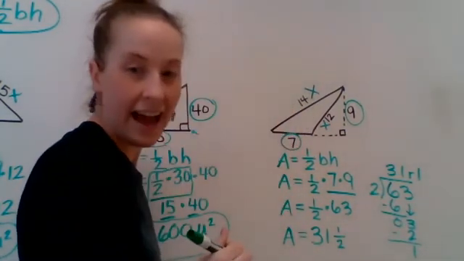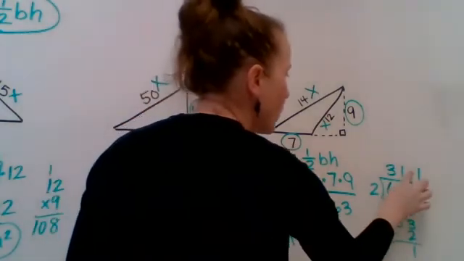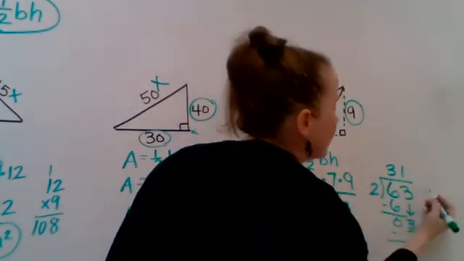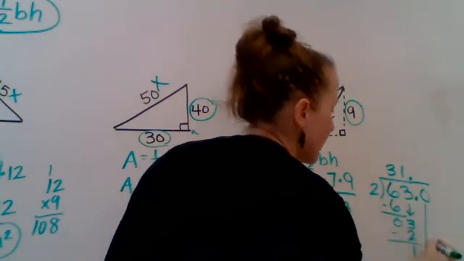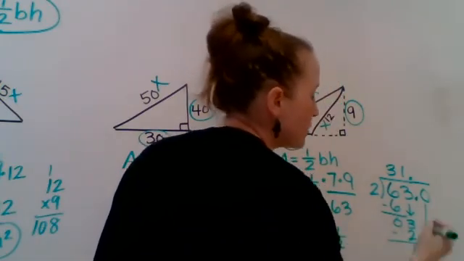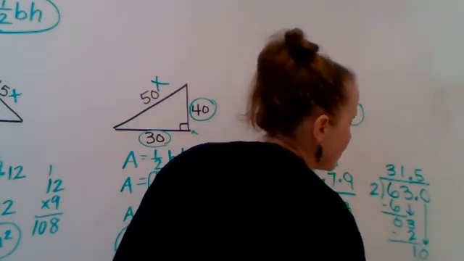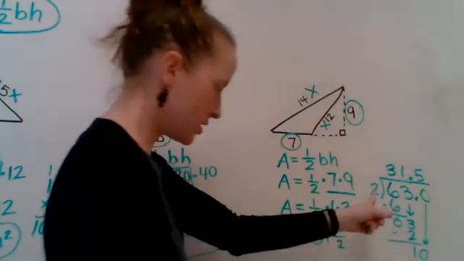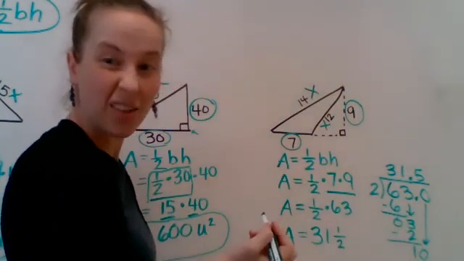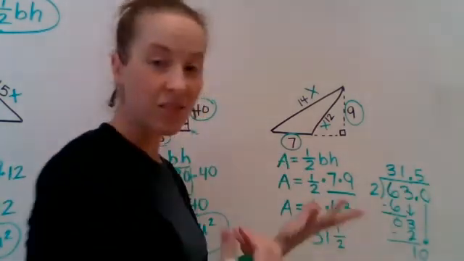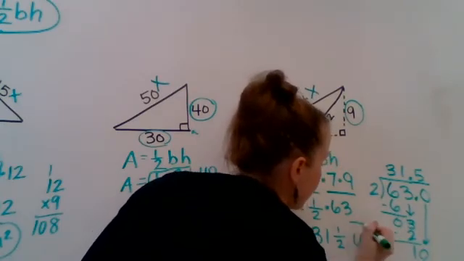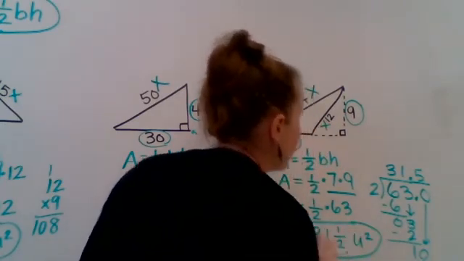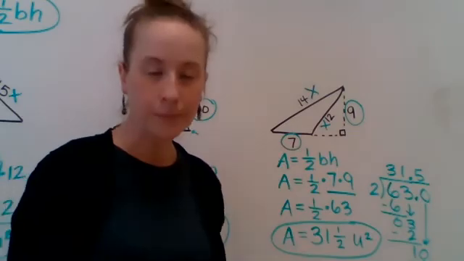So 31 and 1/2. Now, if you were a decimal person instead, and you did decimal 0, put up my decimal. Okay, if I brought down my 0, 2 goes into 10 5 times with no leftovers. So 31.5 would have been another way to say it. Both of those mean the same thing. 31 and 1/2, 31.5, they are units squared. And that would be our final answer.